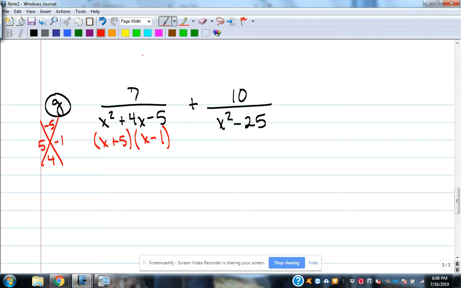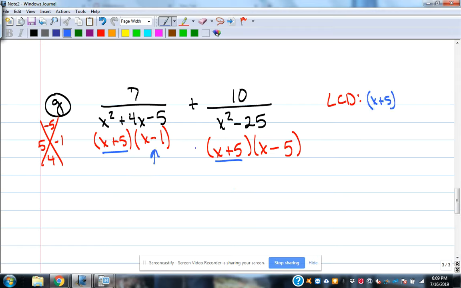And then when I go to the other fraction, the denominator is x squared minus 25. That's a difference of squares. X squared minus 5 squared. So that's x plus 5 and x minus 5. So now I can start looking at the common denominator for that because I've got the denominators factored all the way. Okay? You're always going to factor the denominators if at all possible so that you can find the common denominator. Well, they both share an x plus 5.